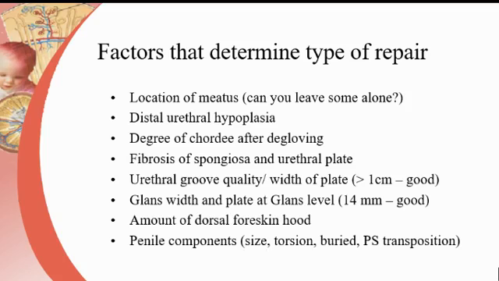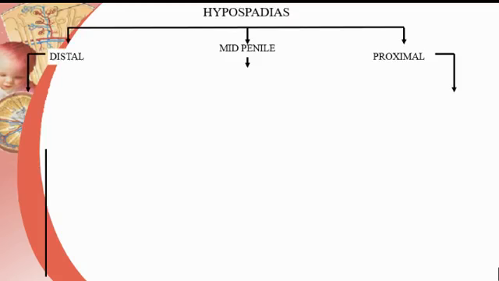Then we also have to look at the degree of chordee after degloving, which we've already discussed. Then whether there is fibrosis of the spongiosum on the urethral plate, and whether you have to excise all those things. Now the urethral groove, the quality or width of the urethral plate, usually a 1 centimeter urethral plate is a good urethral plate. This is another important factor which determines what type of repair we are going to do. Then glans width and the plate at the glans level also determine this. More than 14 millimeters is usually a good glans width. If it is less than 14, then your glansplasty is probably under stress. Then the amount of dorsal foreskin hood, then the penile components like torsion and buried penis, which we have already discussed.